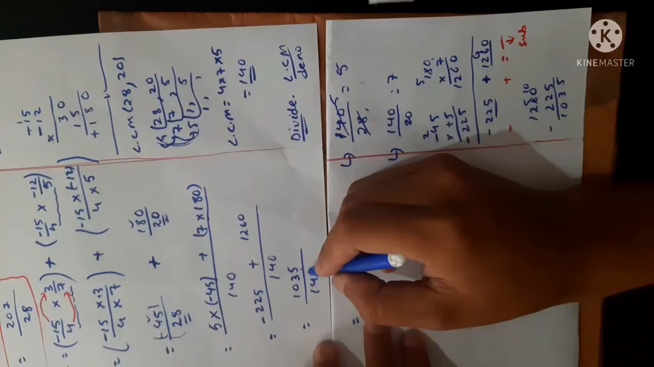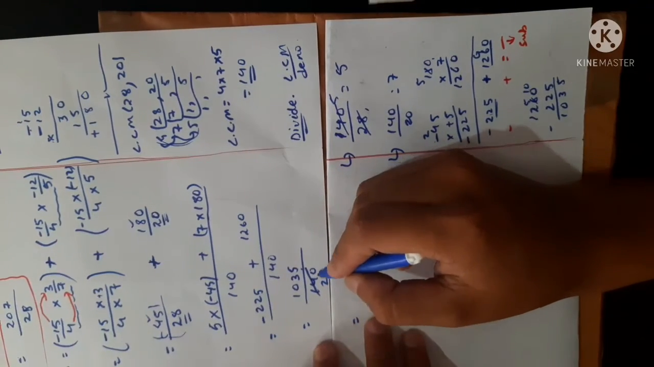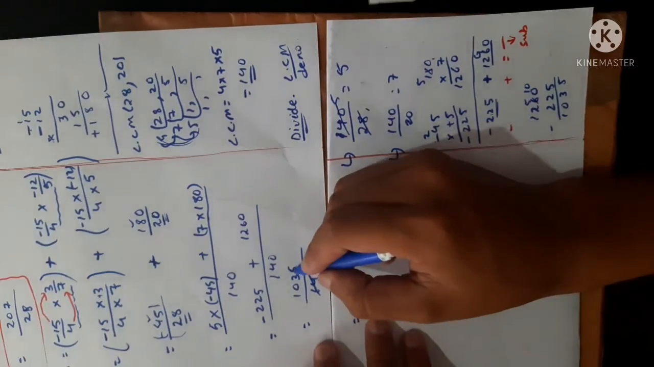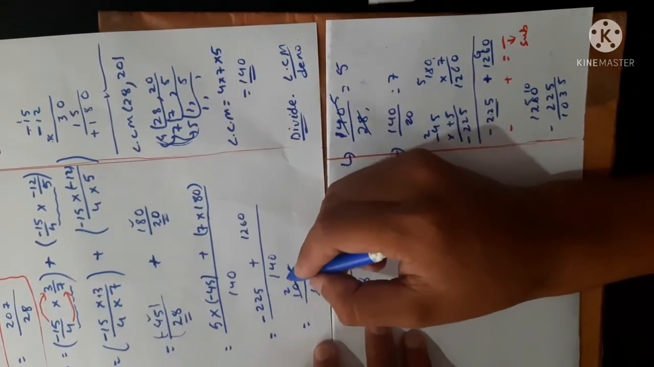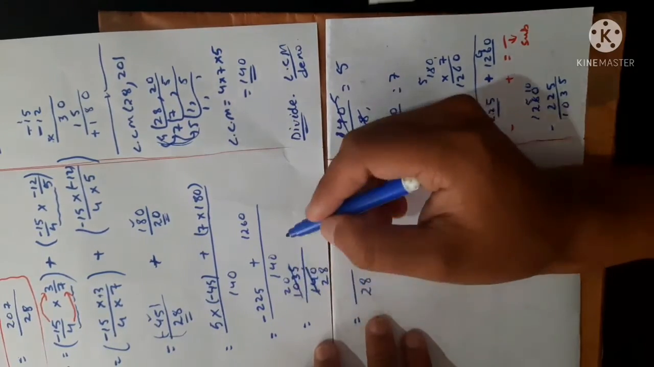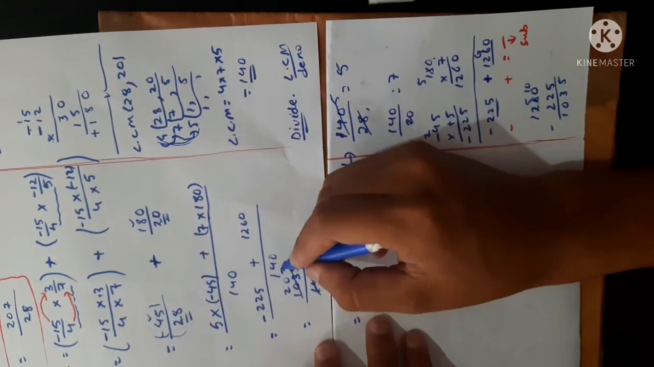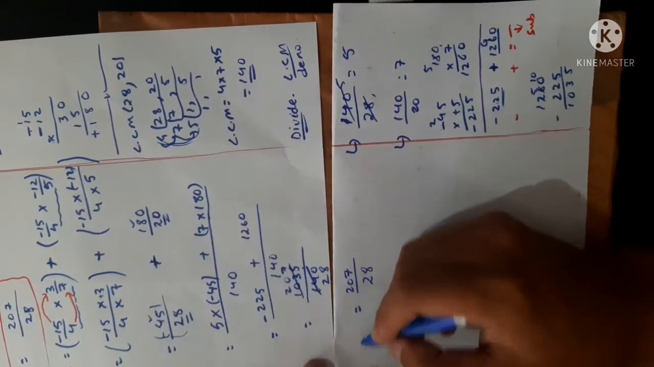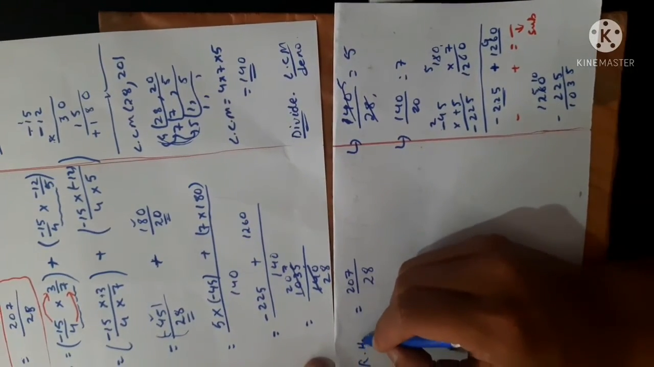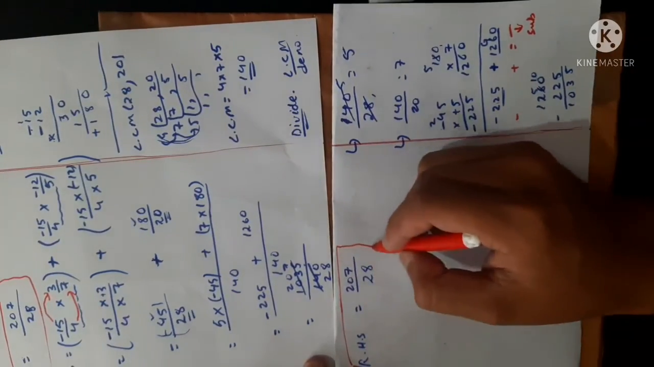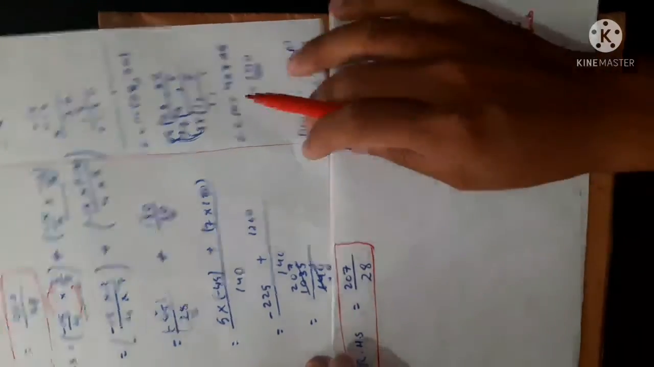So 5 2s are 10. This is now 40, because 5 8s are 40. So this becomes 28. And the numerator, 5 2s are 10, 5 0s equals 0. This is 35, so 5 7s are 35. So this becomes 207. So now we have the right hand side equal to 207 divided by 28.